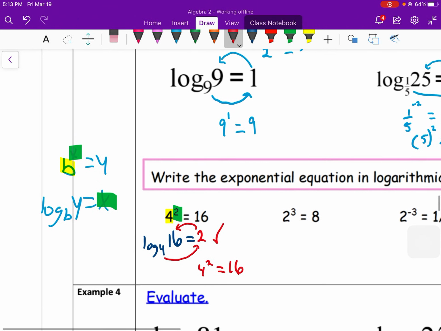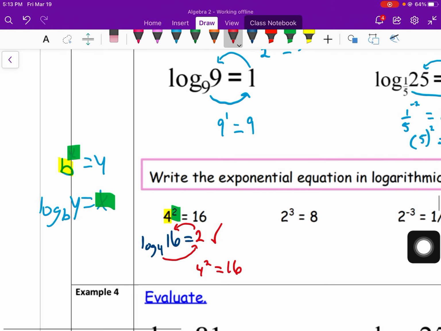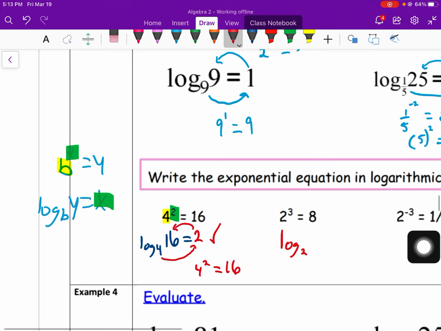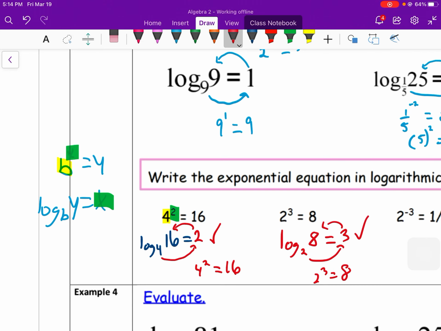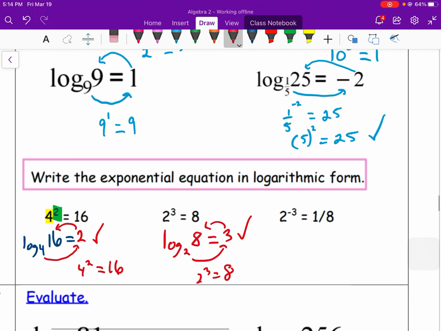So again, our base goes down below. B is our base. This is a base of 2, and it equals 8. So that's going to go up here. Log base 2 of 8 is 3, whatever x is. So let's check it. 2 to the power of 3 equals 8. Yes, that's also good. So I hope, again, with more and more practice, it gets more comfortable.